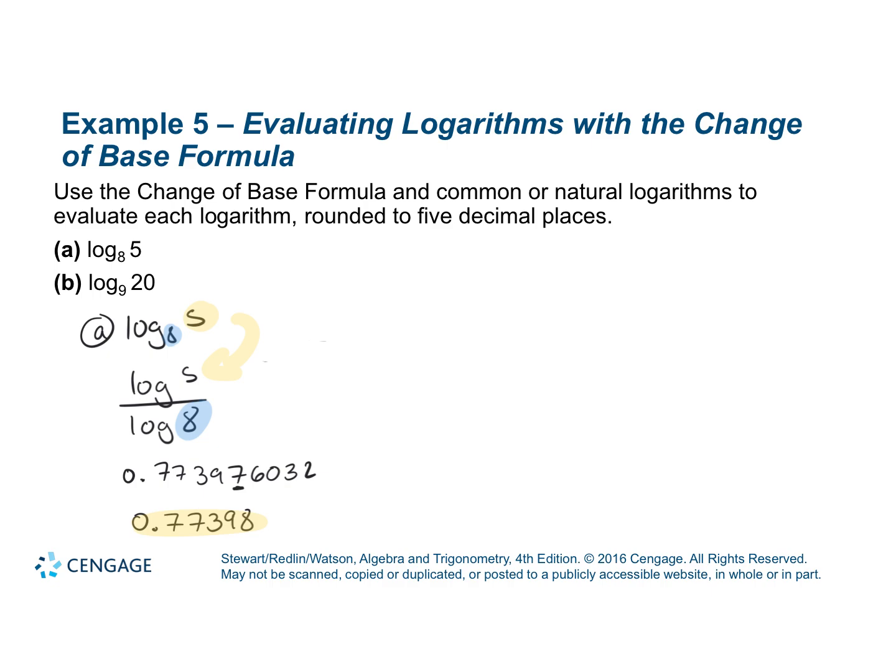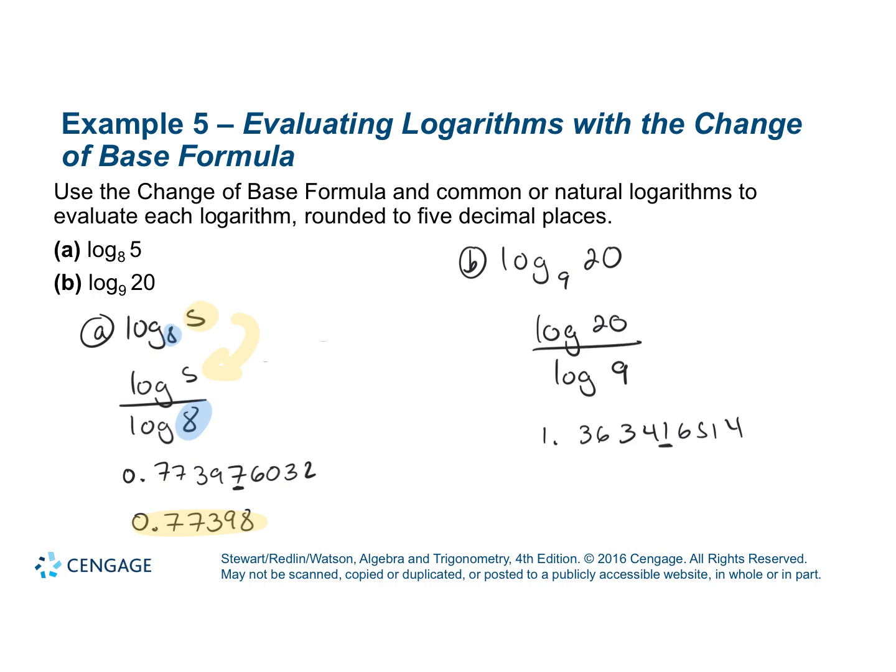Okay, so for B we have log base 9 of 20. So it's going to be log 20 over log 9. So you do log 20 divided by log 9. After you plug that into the calculator, it's going to spit out 1.363416514. We're going to the 5th decimal place, so we're going to round up that 1. The 6 is bigger than 5, so we're going to round up. We're going to be left with 1.36342 as your final answer.